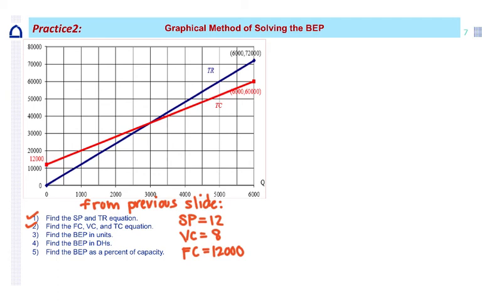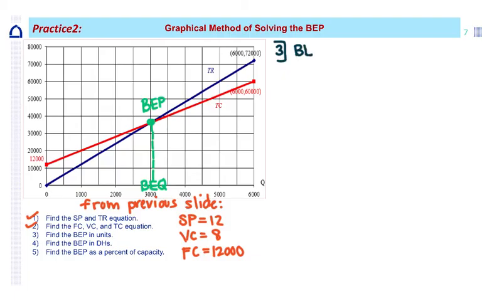Now remember, the break-even point exists where the revenue equals the cost, and you can describe it in many ways. The first way they're asking about is the break-even point in units. That's called the break-even quantity. It looks like it's close to 3,000, but I can't be sure exactly until I do some calculations.